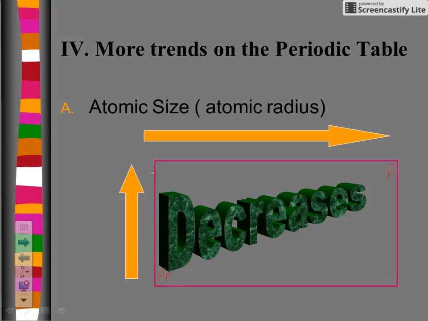Keep in mind that the period numbers tell you the number of energy levels. So francium in the 7th period would have 7 rings around the nucleus if you were to draw the Bohr model, whereas hydrogen up here at the top would have only 1 ring. So obviously as you go up a family, you get fewer and fewer energy levels. You can think of it that way. So the size decreases as you go up and decreases as you go across towards fluorine.